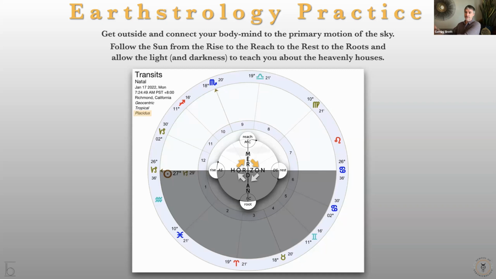Because as the sun is rising to reach and resting to root, it takes 2 planetary hours for the sun, and only the sun, to move through each of the Placidus house systems. But then you get this weird thing, like it looks like the midheaven is leaning towards the east. It's not.